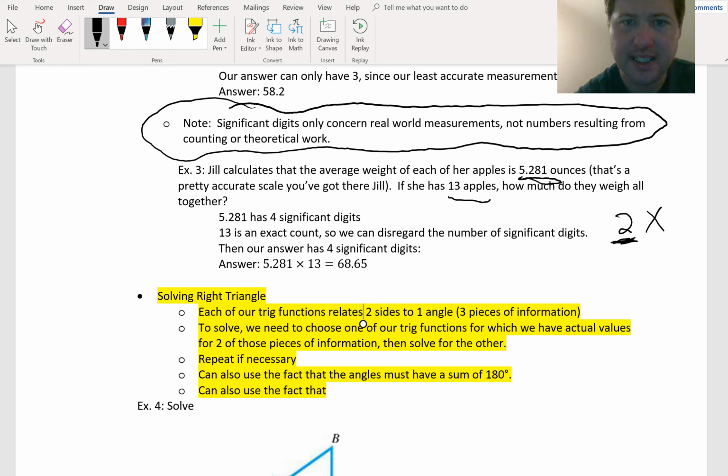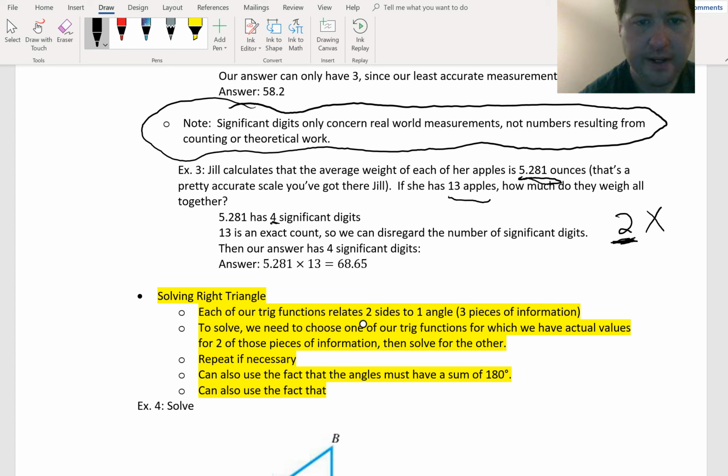So looking at this, Jill calculates the average weight of each of her apples is 5.281 ounces. She has 13 apples. How much do they weigh altogether? So we count 5.281 has 4 significant digits, which is pretty easy to figure out since there are no zeros. We just count the 4 digits. 13 is an exact count of these. We can disregard significant digits for that. So the only thing that counts is these 4 significant digits. So our answer should have 4.